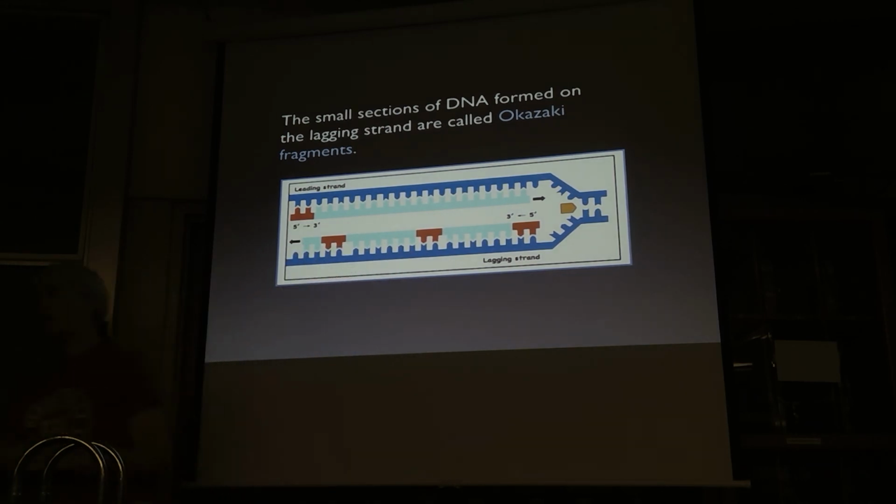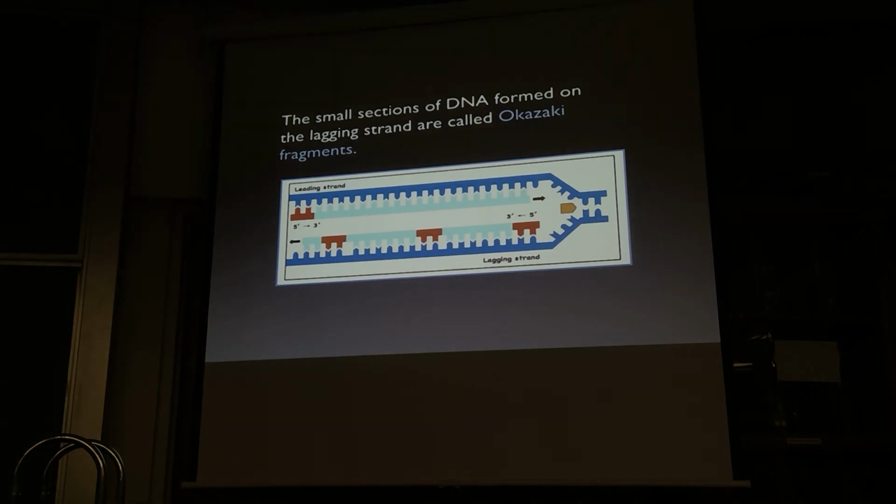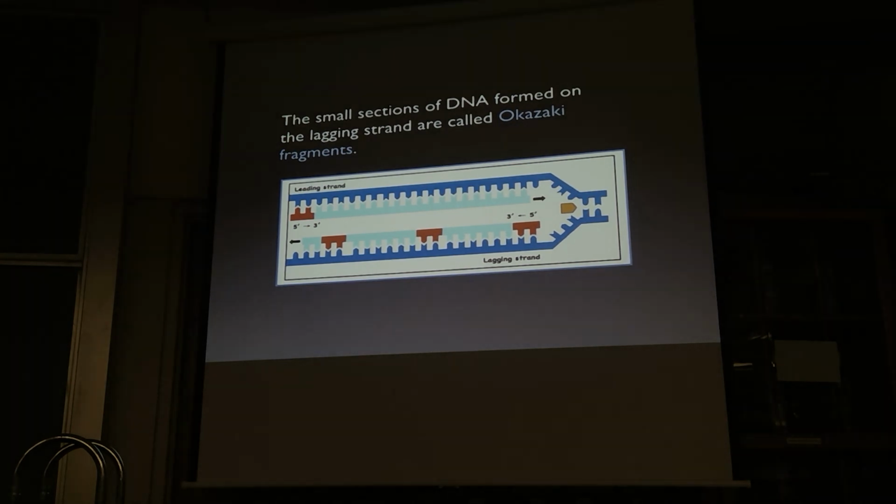So each Okazaki fragment begins with an RNA primer. This diagram makes it look like they're really short. They're not really short, but you can't fit them into a diagram if you make them big.